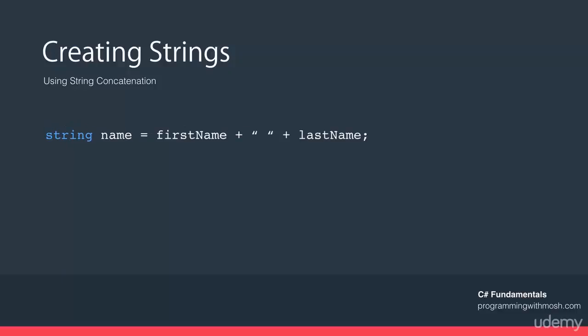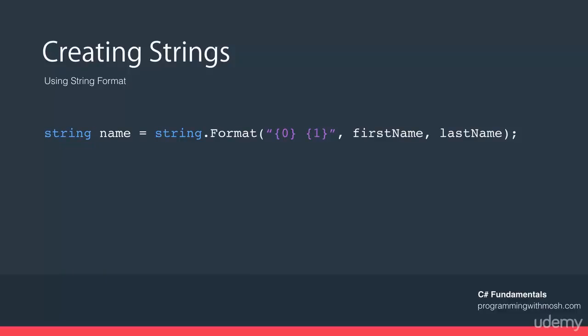We can also concatenate strings using the plus operator. So in this example, I'm adding first name plus a string literal which represents an empty character, and finally the last name. Sometimes using string concatenation this way can create a bit of noise in your code. You might have different string variables that you're concatenating, and it's hard to visualize what the output looks like. If that's the case, you can use string format.